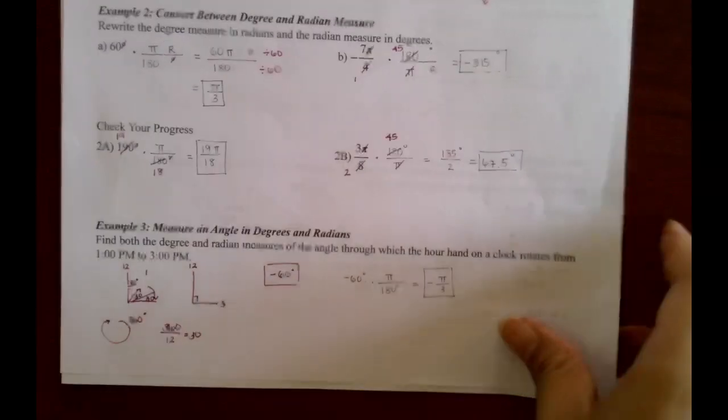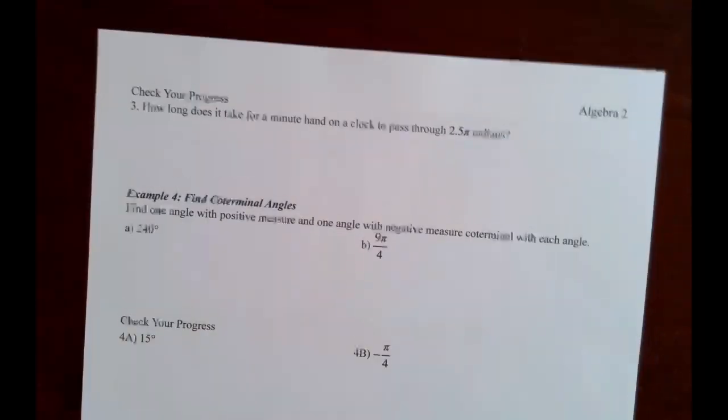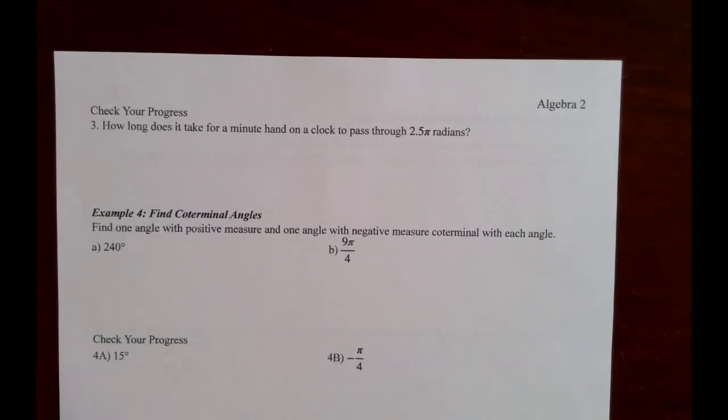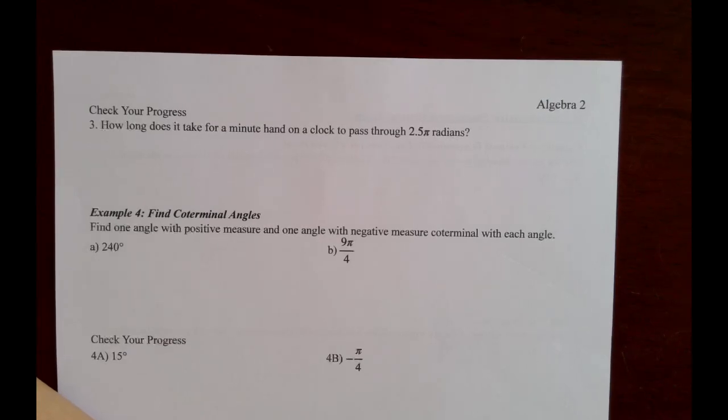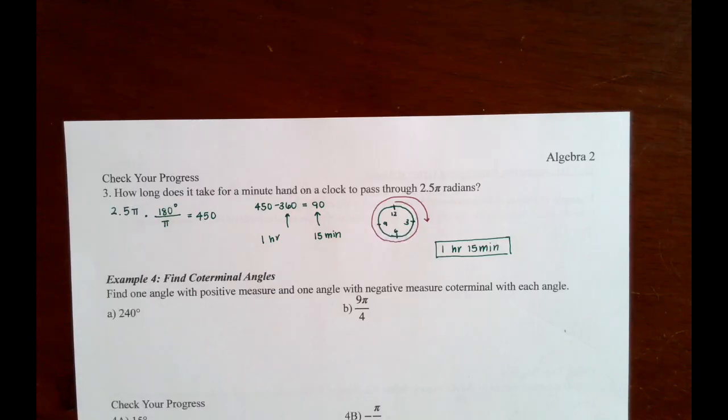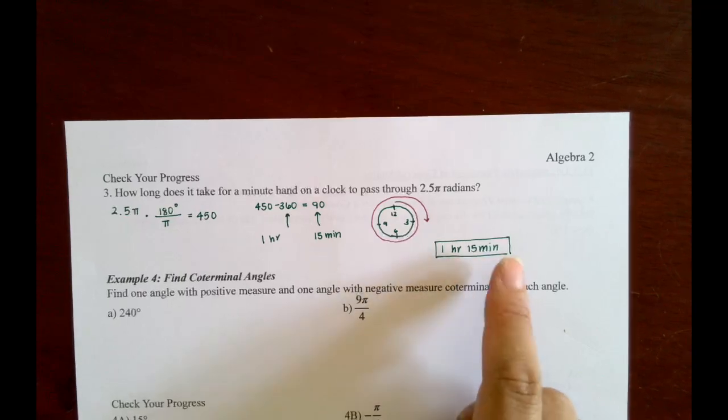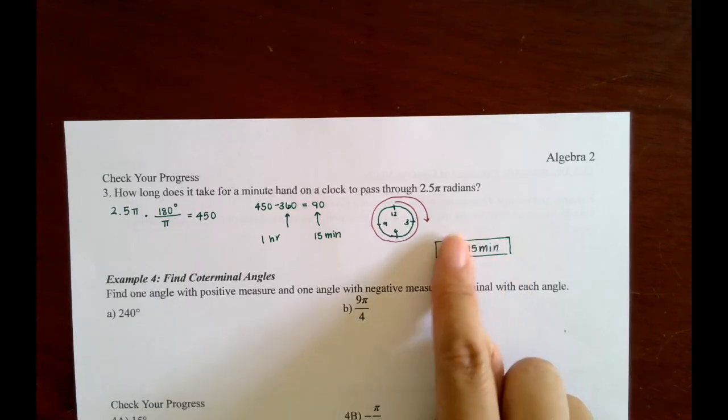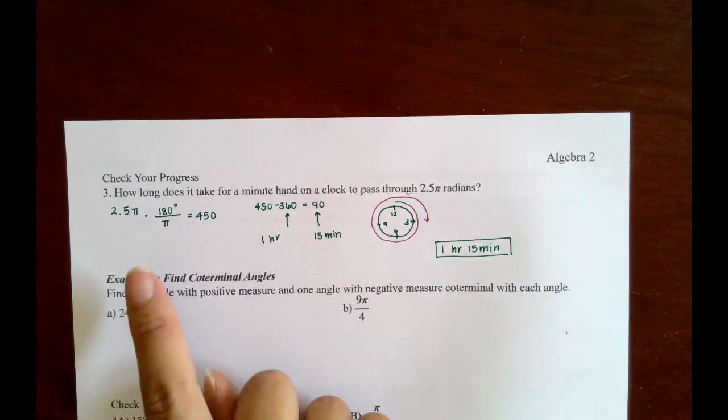There you go. So why don't you try CYP3 on your own, and then once you're done, come check your answer. For CYP3, you should have gotten 1 hour and 15 minutes. There's many different ways to do it, but this is how I did it.